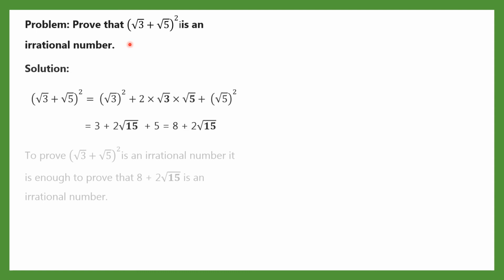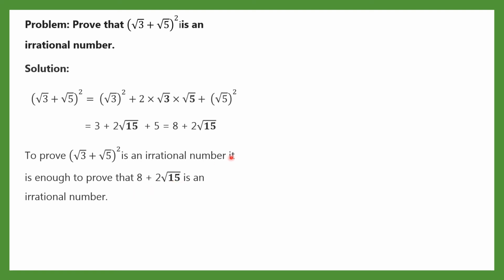Now here, to prove root 3 plus root 5 whole square is an irrational number, it is enough to prove that 8 plus 2 root 5 is an irrational number, because both are equal. On simplifying root 3 plus root 5 whole square, I got 8 plus 2 root 15. If I prove 8 plus 2 root 15 is irrational, automatically root 3 plus root 5 whole square is also an irrational number, because both are equal.